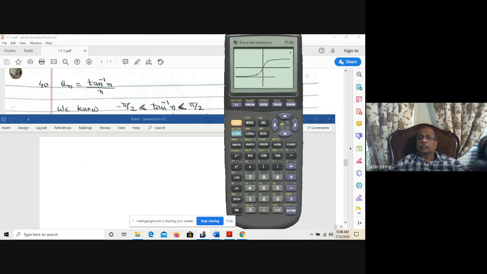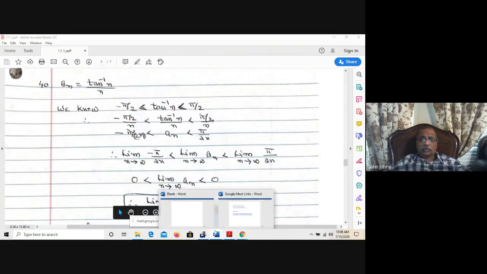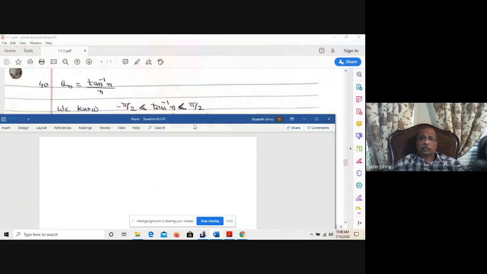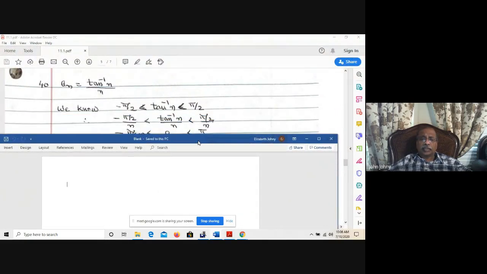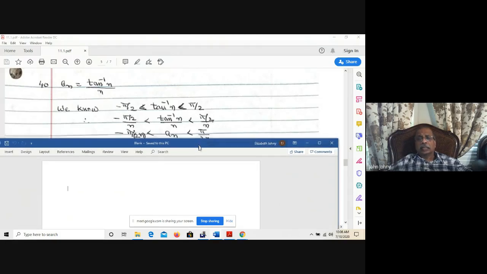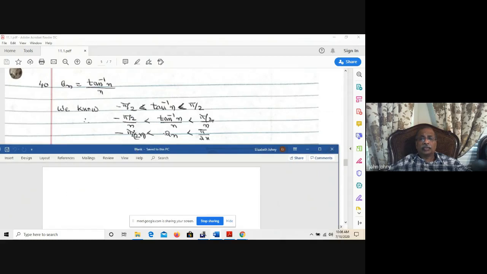Here is negative pi over 2. Here is pi over 2. So the tan inverse function lies between negative pi over 2 and pi over 2. Okay, so we know negative pi over 2 is less than tan inverse n, less than pi over 2. Therefore, negative pi over 2 over n less than tan inverse n over n less than pi over 2 over n, that is negative pi over 2n less than a_n less than pi over 2n.